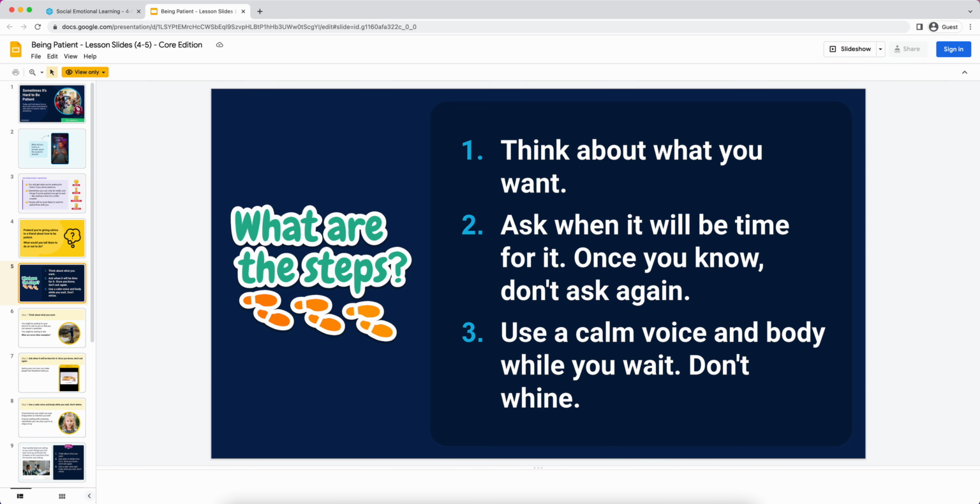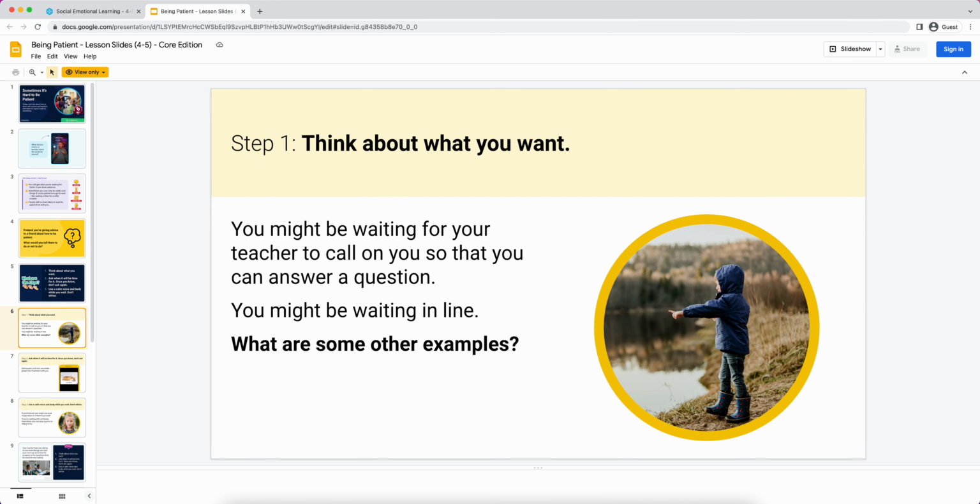So if you're seeing this on your smartboard, just know, the goal here, and again, you're going to see this every week if you're a 4th or 5th grade teacher, the goal here is just to present the whole deal and then dig into it piece by piece, component by component. So with that said, here's step 1. I would read at the top, think about what you want. That's step 1.